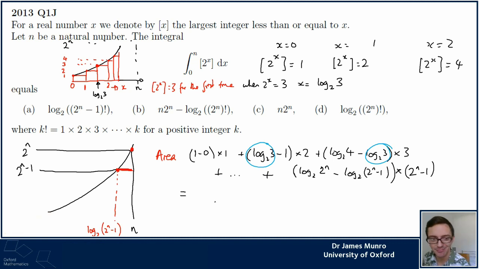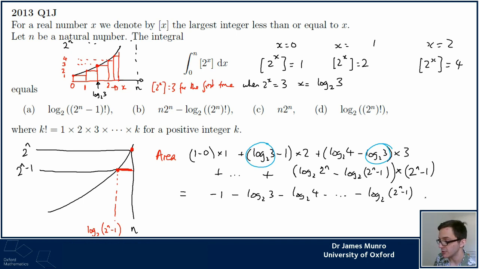So maths that's easier to do on paper, check this for yourself, is that you can do a whole load of cancellation to get that this is minus 1 minus log base 2 of 3 minus log base 2 of 4 minus dot dot dot minus log base 2 of 2 to the n minus 1, plus 2 to the n minus 1 log 2 to the n.